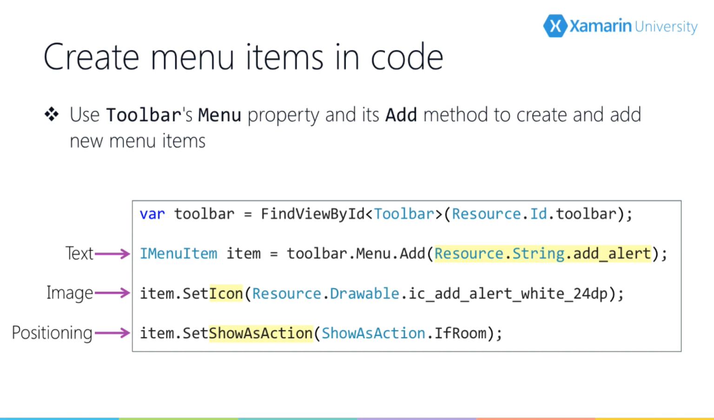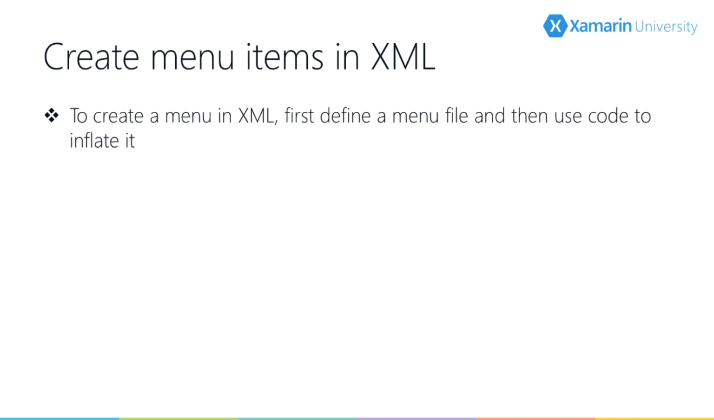So in this case, I'm setting the image and then determining where this thing goes. In this case, I say if room, which means if there is room available, show it directly on the toolbar. If not, put it in the overflow area. So that show as action enum right there has three values: always, if room, and never, the three cases we already looked at. So the XML case is more common.